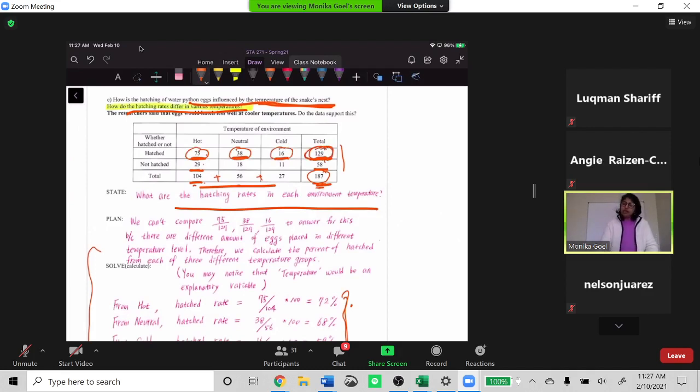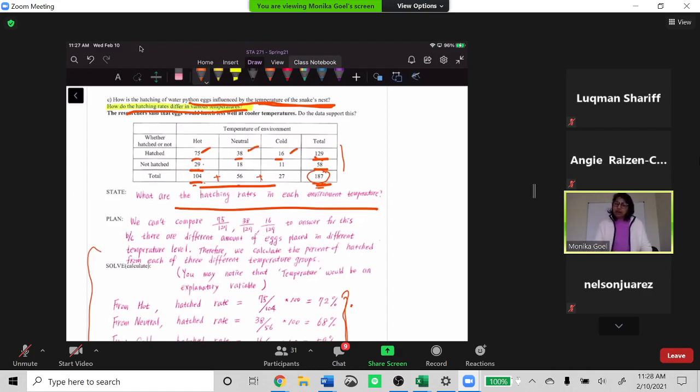And will it give me a reasonable comparison? So when we are talking about this, we know that just by looking at the numbers, if I just look at these numbers 75, 38, 16, and this is 129, do I need to do some math to find which one is larger, which one is smaller? I can simply say 75 hot. Definitely there is more hatching in hot compared to neutral, and cold is the least. Then why am I making this table and doing that?